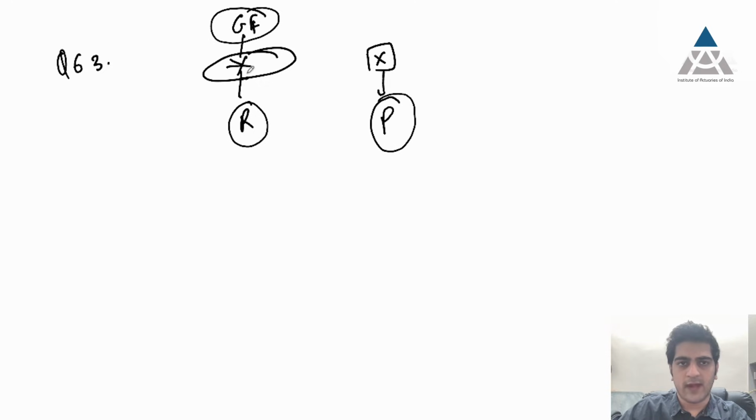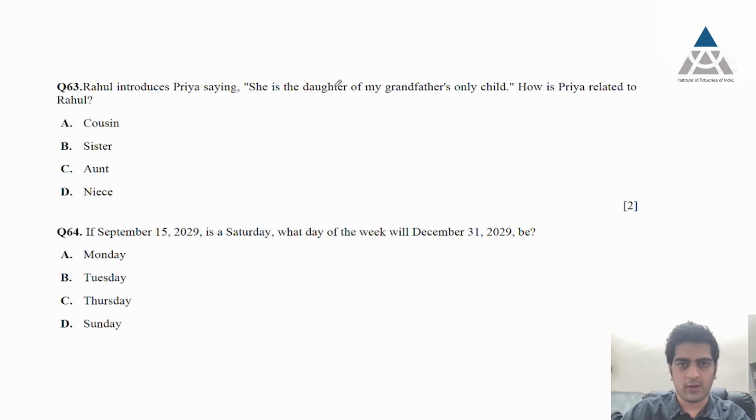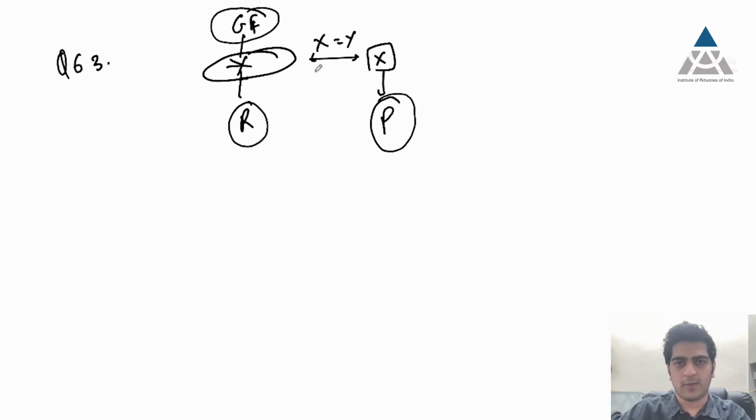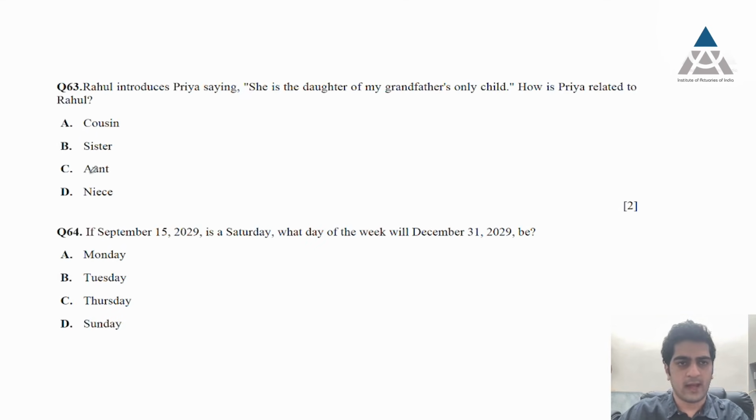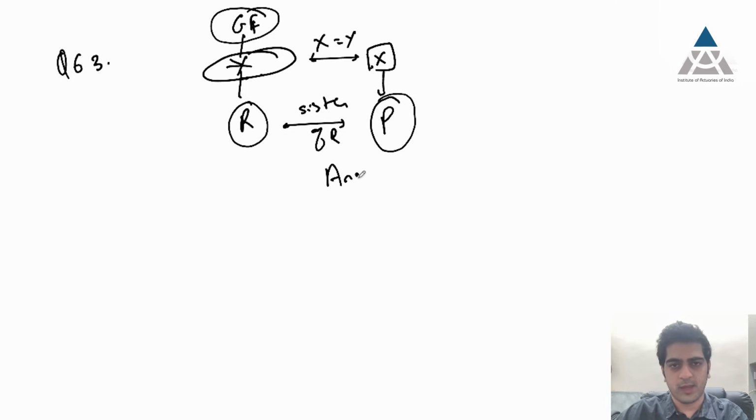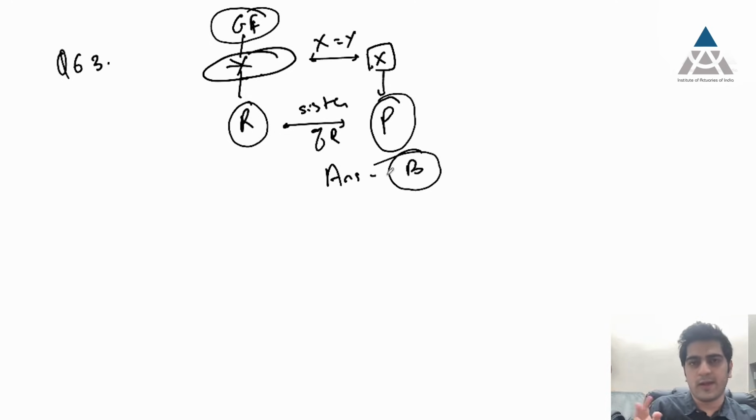Priya is the daughter of that particular person, which means in our case X and Y are the same, correct? Because she is the daughter of the grandfather's only child. So Rahul is the son of a person and Priya is the daughter of that same person, which means Rahul and Priya are brother and sister. So Priya is the sister of Rahul, and that's what we have here. Your answer is B, correct? This is how you can break down complicated looking questions into smaller steps, and you should be good to go.